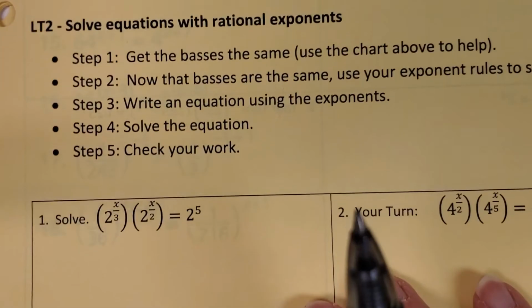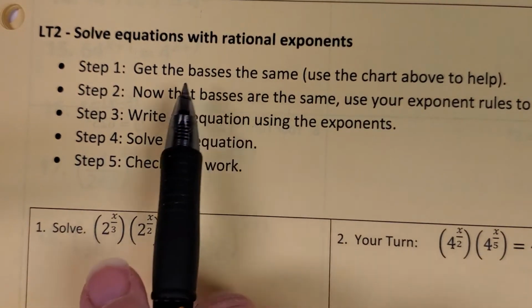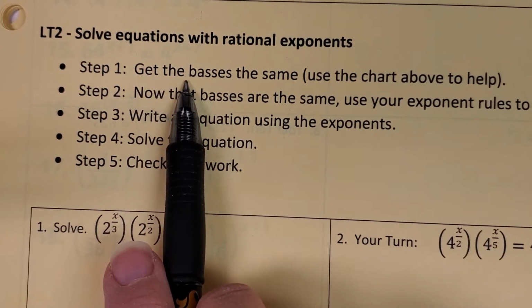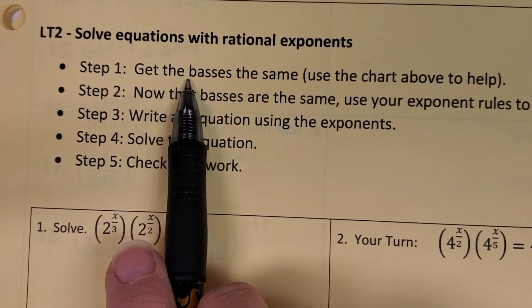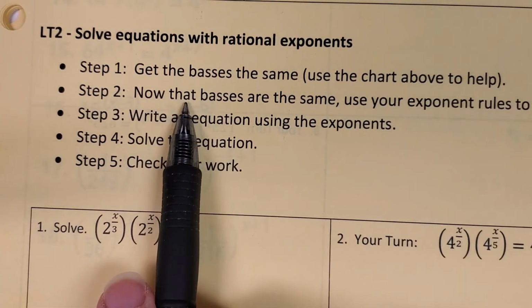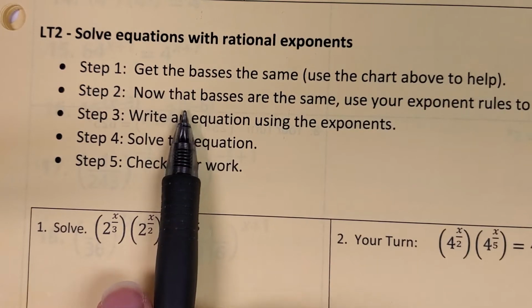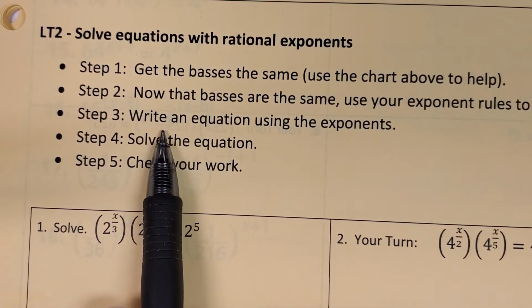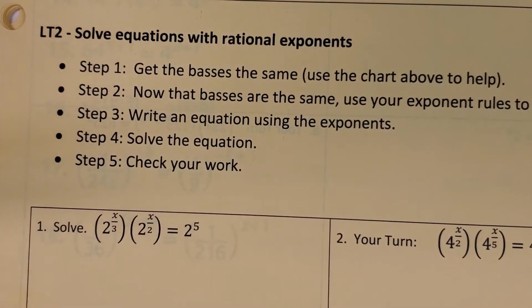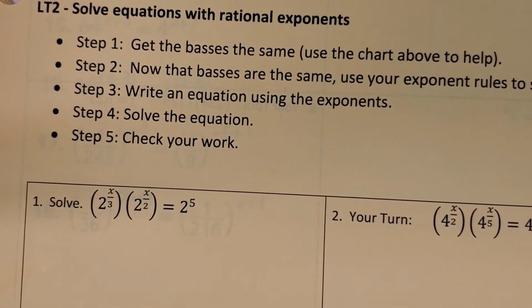And also, oops, I forgot, these are the steps. We're going to make sure the bases are the same. That's our first step, using our chart. Then the next step is to use our exponent rules if we need to. So if there's more than one base on a side, we're going to use our exponent rules to simplify it. Then we're going to set the exponents on each side equal to each other, and we're going to solve that equation.